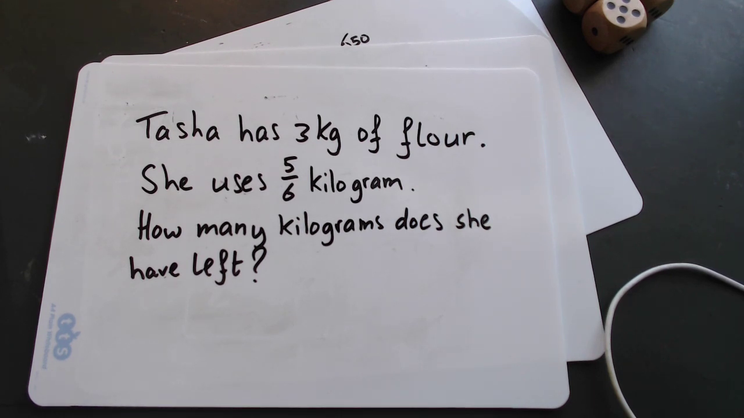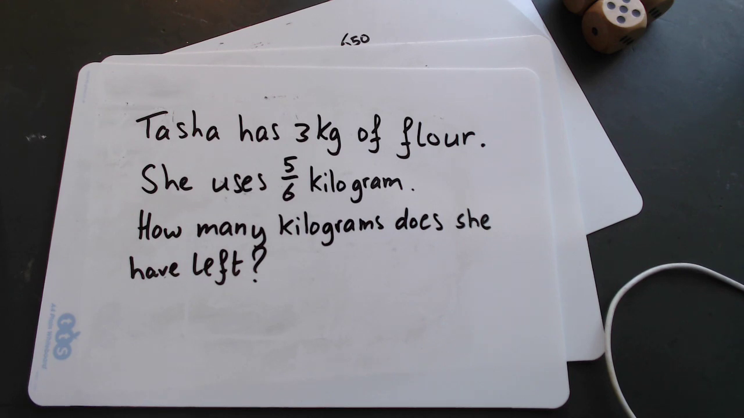Now the first thing that we need to do is try to identify, okay, what is the sum? What do we need to do? Now it says here that she has something left. So she starts with something and she ends with something that she has left. So that implies that we have to subtract something from something.